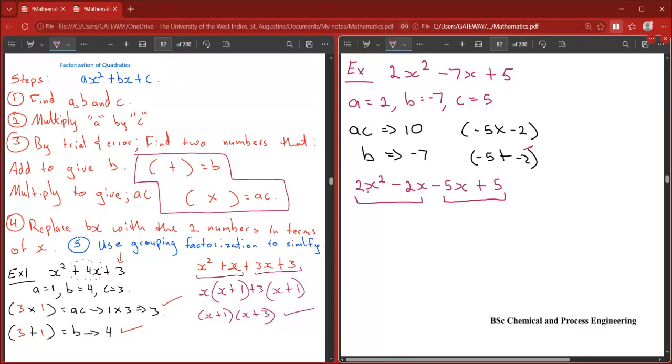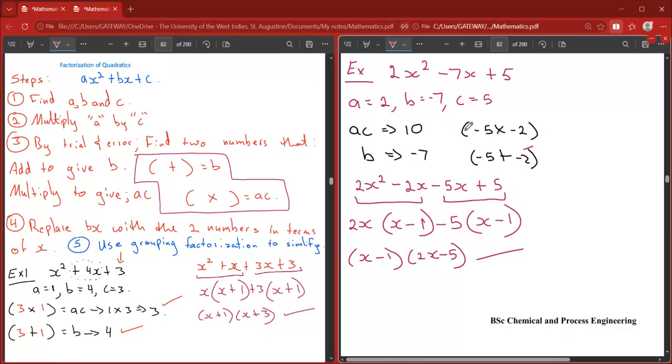So what is common between 2x squared and 2x? The term 2x is common, open bracket. 2x squared divided by 2x is just x, put your minus sign. 2x divided by 2x is 1, close bracket. What is common between negative 5x and 5? You take out the negative 5, open bracket. Negative 5x divided by negative 5 is x. 5 divided by negative 5 is negative 1. So you're going to now take out the x minus 1 and put 2x minus 5 in the other bracket. And that is our answer there.